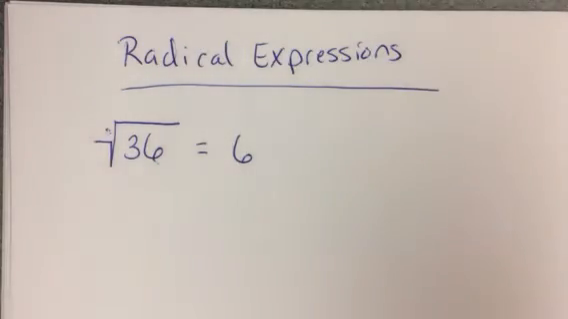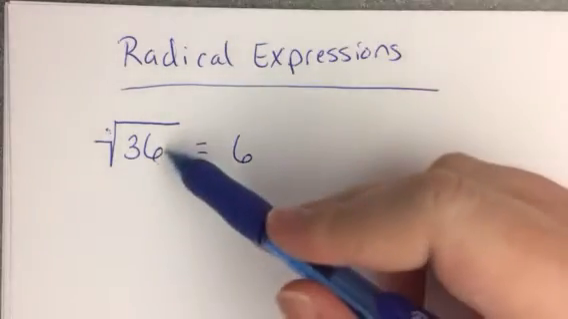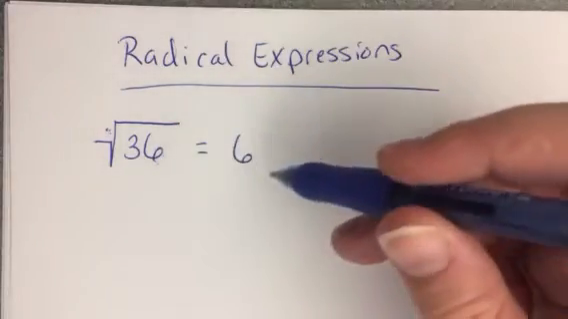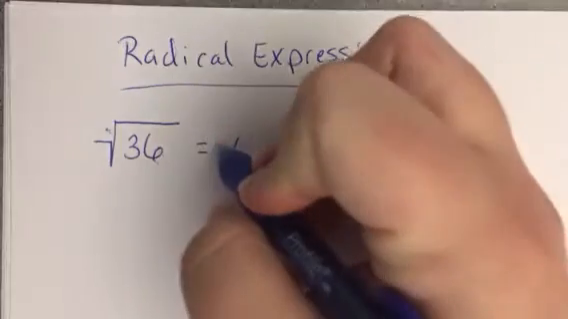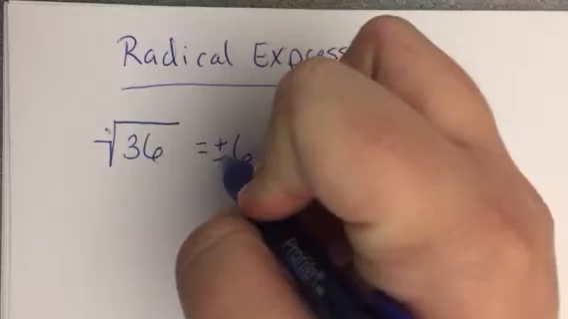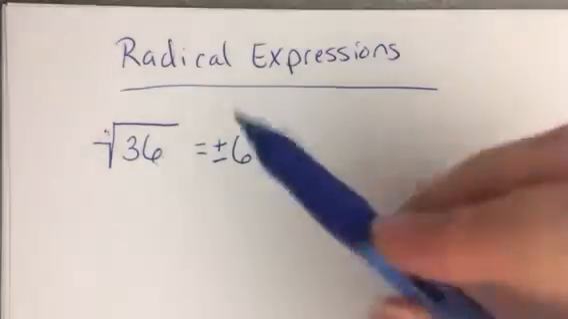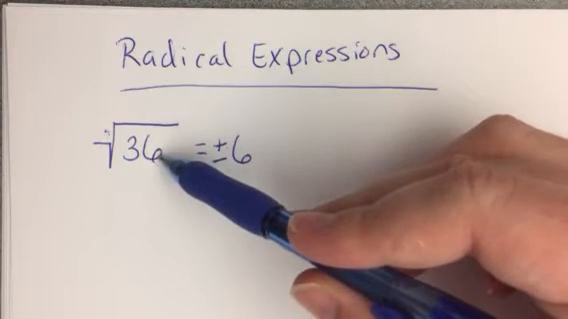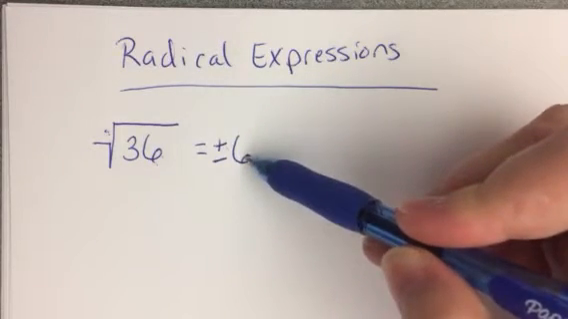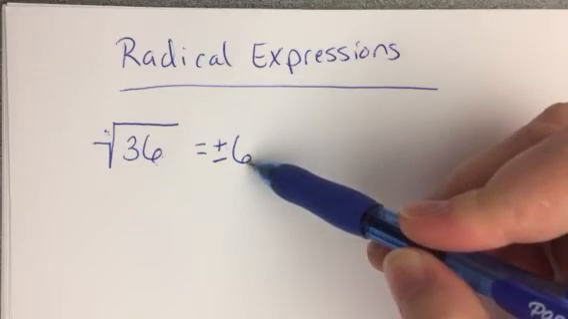Now, here's the tricky thing with radical expressions though. When you're dealing with square roots, it's not just a positive 6 times a positive 6 that gives us 36. You can also square a negative 6 and get positive 36. So when you are finding the square root of a value, you need to make sure that you include a plus or minus symbol. What this signifies is that the solution to the square root of 36 can be positive 6 or it can be negative 6.